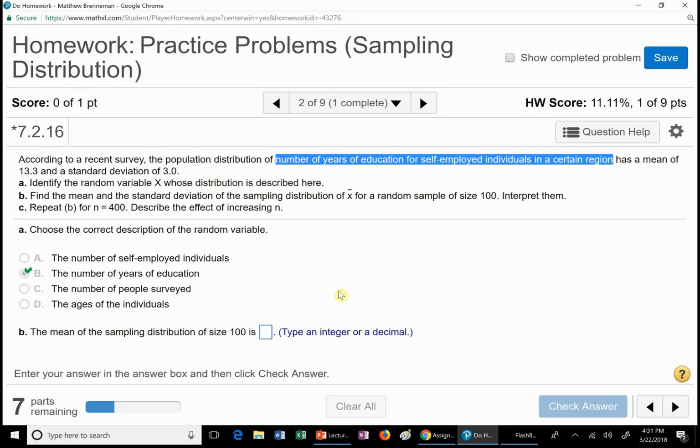If I put a symbol for it, it's an X with the line on it. So we want to know, what is the sampling distribution? What is it the distribution of? Something, right? The sample mean. So this is the distribution of the sample mean, or as it's affectionately known, X bar. All right, so we want to know, what is the mean of the sampling distribution when we take a sample size of 100?